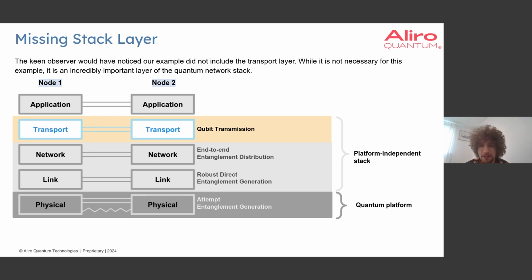You might have noticed that we covered the 3 bottom layers of the stack when discussing EEG, purification, and swapping. We then jumped to the application layer with BBM92, skipping past the transport layer. The transport layer was not utilized in this example. This doesn't mean the transport layer is not important. It's incredibly useful for many applications. We'll get into that more in the next slide, where we discuss the transport layer protocol of quantum teleportation.